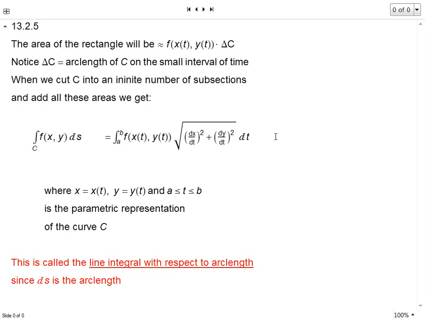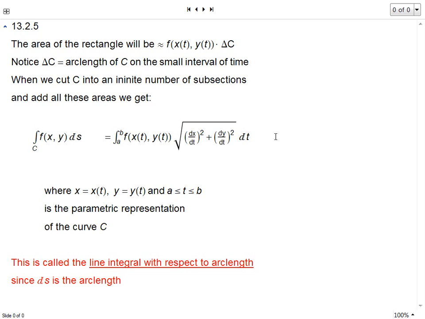So this is what that line integral turns out to be. Look at the way we write this. It's a single integral, not a double integral. It's a single integral over C. C is a curve, of some function, f of x, y, ds. It's the first time we've seen this, right? Well, since Cal 2 maybe. ds is equal to this, f of x of t, y of t.